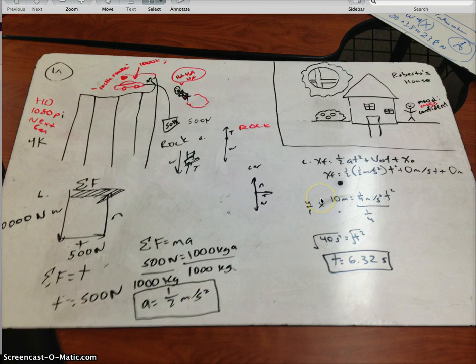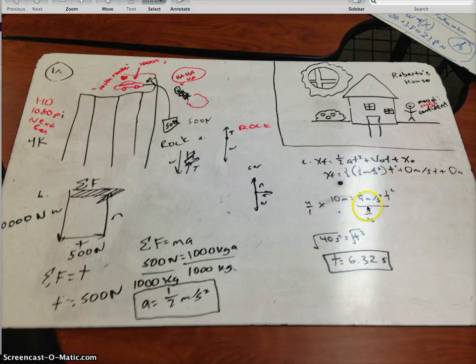And then for C, we're supposed to find how long, I believe, it takes when the people will fly off the edge. So we use the final position equation, xf equals 1/2 at squared plus v naught t plus initial position. Xf equals 1/2 times the acceleration, which is 1/2 meters per second squared, times t squared plus 0 meters per second, which is the initial velocity, times t plus 0 meters.